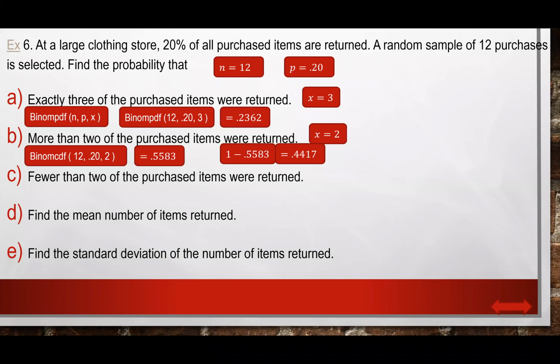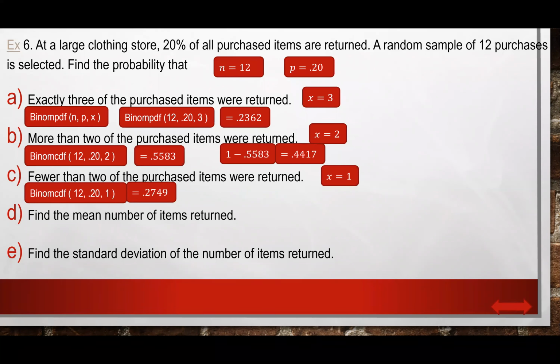Okay, and lastly for C, fewer than 2. Again, fewer than 2 meaning, do you agree that we do not include 2? We only include the 0 and the 1, because the 0 and the 1 is the item fewer than 2. So again, you can do 2 things, which is you can do the binomial CDF of a 1, right? The 12, 0.2 and 1.